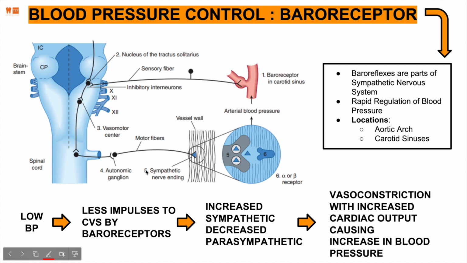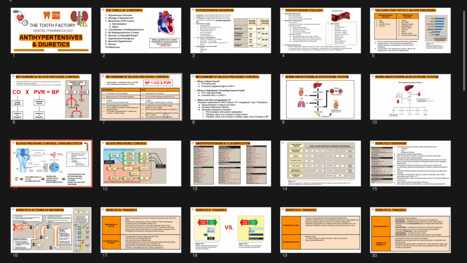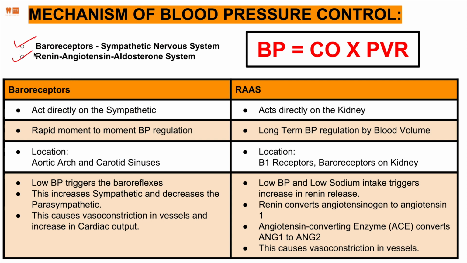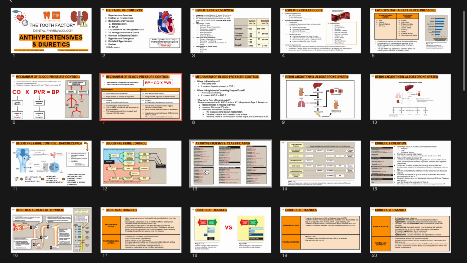Now, this is what baroreceptor does. So we talked about RAS, right? So when we go back to this slide here, when we were talking about the two types of systems, we just talked about RAS. Now we're going to talk about baroreceptors, okay? So let's go back to the slide here with me.